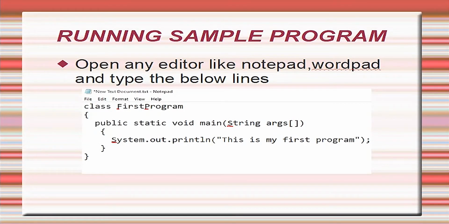Before running, what we have to do? We have to write our program. So to write a sample program, we need editors like a notepad or wordpad. So take a notepad, open the notepad and write the below code. Whatever I'm showing on the screen, just write as it is. I'll explain you in the next sessions about all these words, why we are using everything.